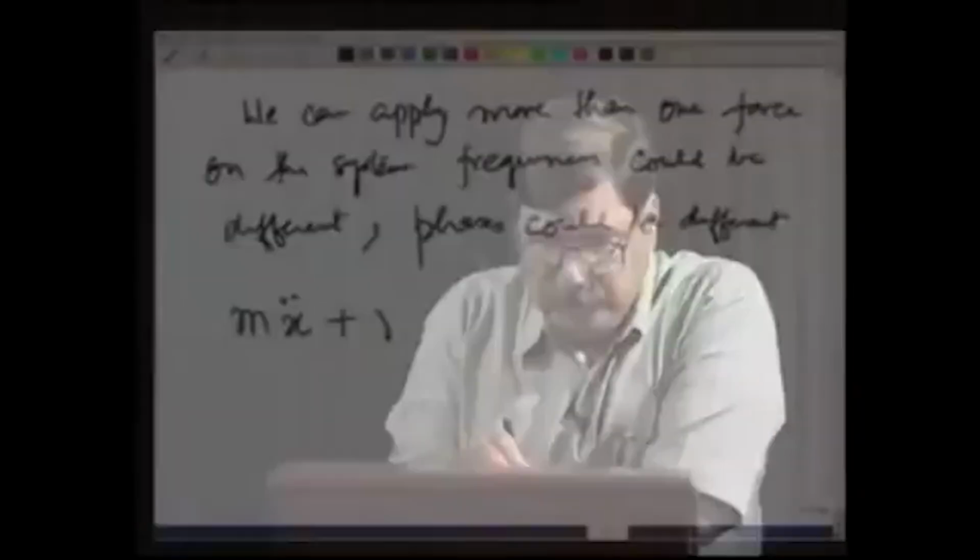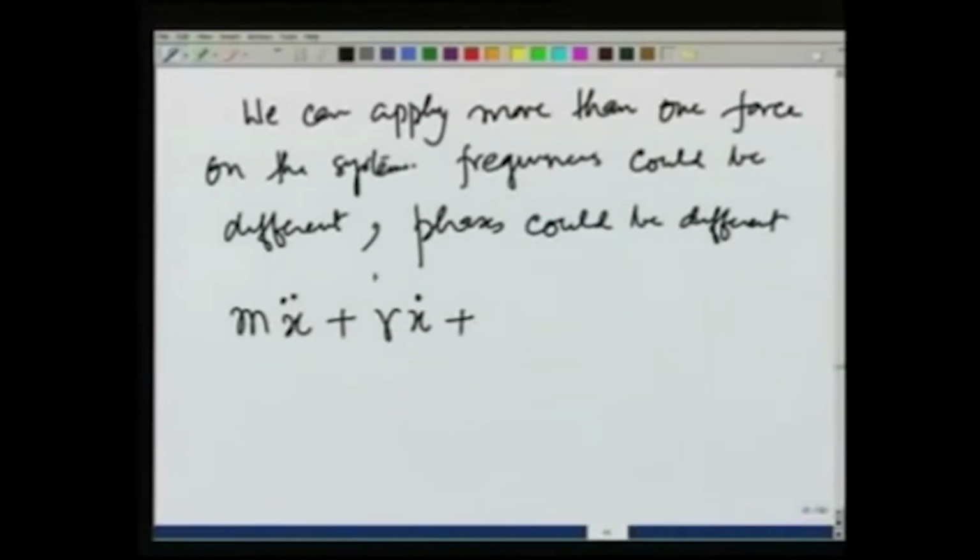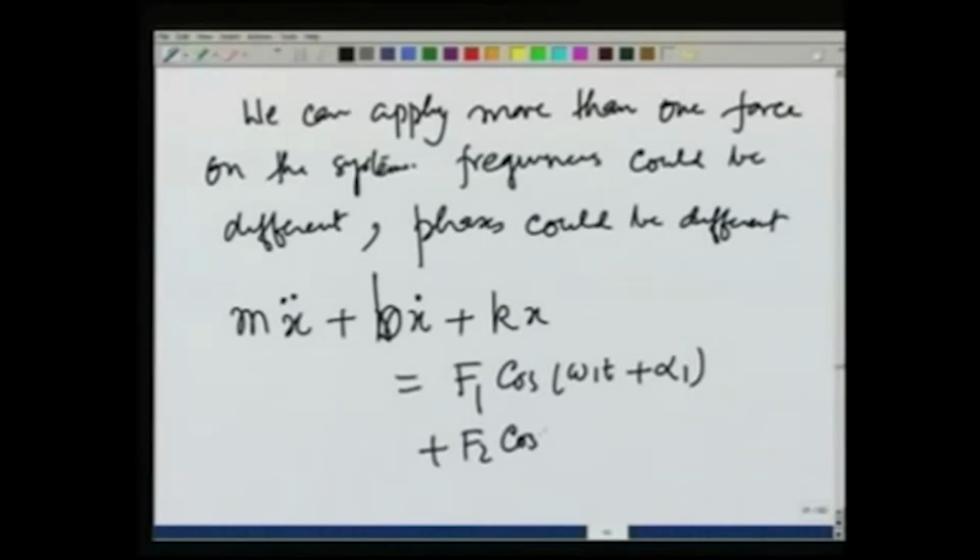As I said in the beginning of the lecture, a general periodic force can be a sum of many different frequencies. So, let us say I have applied two forces, F1 cosine of omega 1 t plus alpha 1, where alpha 1 is a phase, plus F2 cosine of omega 2 t plus beta. So, there are two different phases, alpha and beta, and two different forces. What would be the general motion?